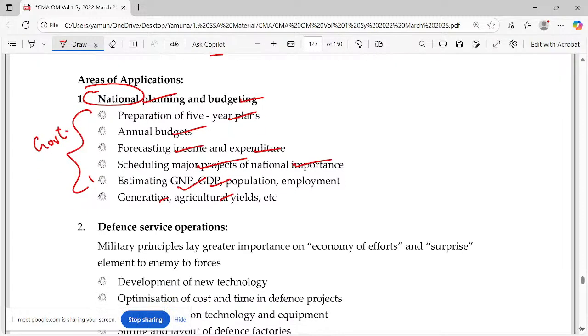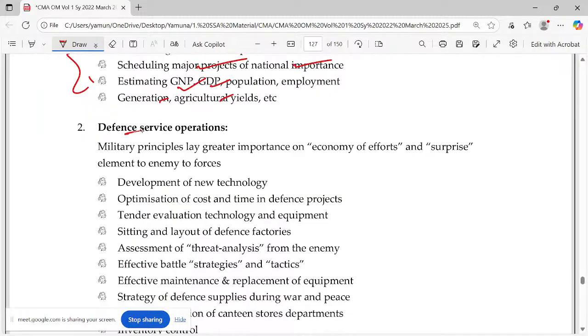If you go for the defense side, yes, we also apply production planning and control in defense. As future cost accountants, you may definitely be serving in defense also. So development of new technology, probably you know this recent war. I don't want to mention the country's name. In the recent war, drone systems were used and so many AI technologies are being applied. How are you going to optimize the cost and time in these defense projects? How are you going to evaluate the technology and equipment we are using? And what about the defense factories, where are they going to be situated? What about the threat analysis, that's the risk, and effective battle strategies and tactics.